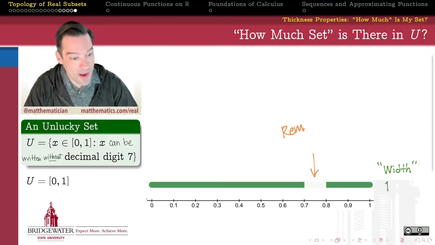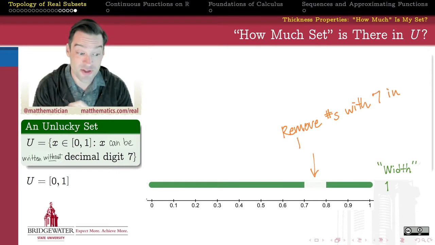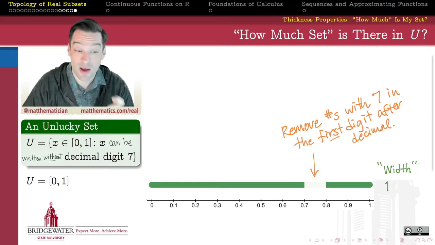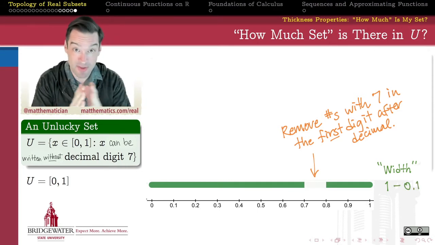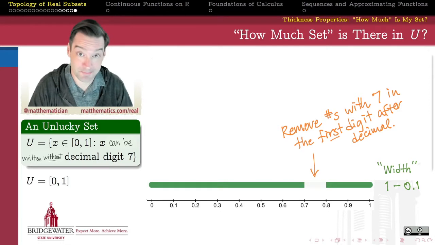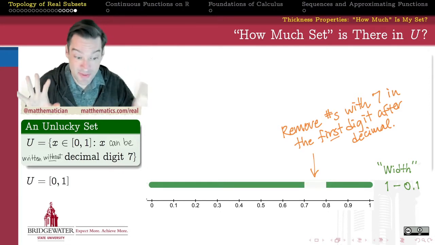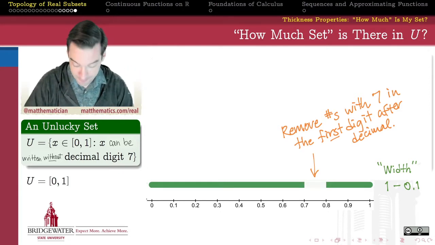And so when I take away everything that has that first digit of 7 after the decimal point, I've taken away a chunk of these numbers. And how much have I taken away? I've taken away something that has a diameter, a width of about 0.1. So what's left over is going to be a set that has a total width of about 0.9.